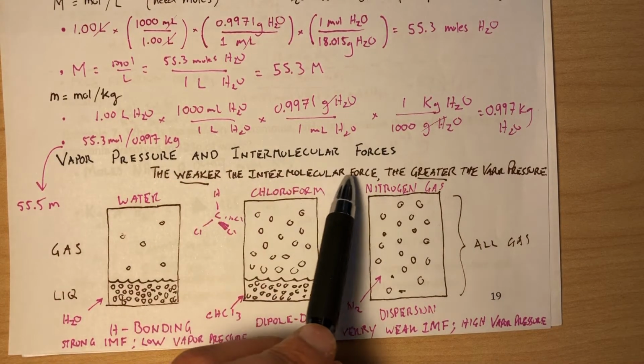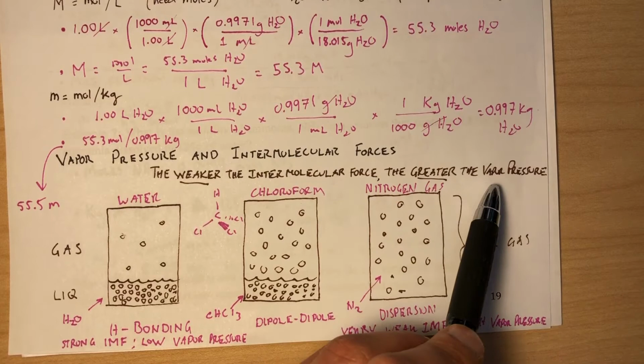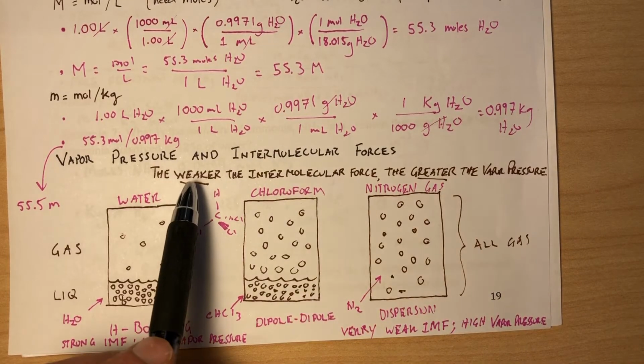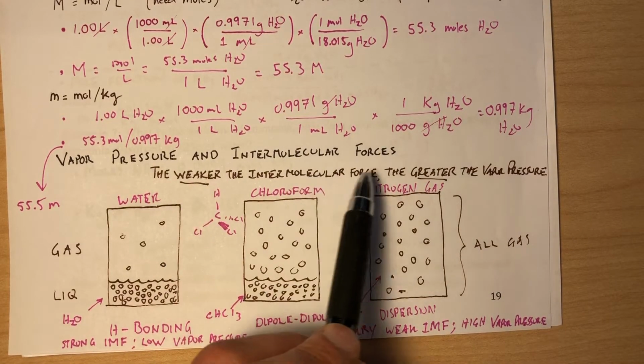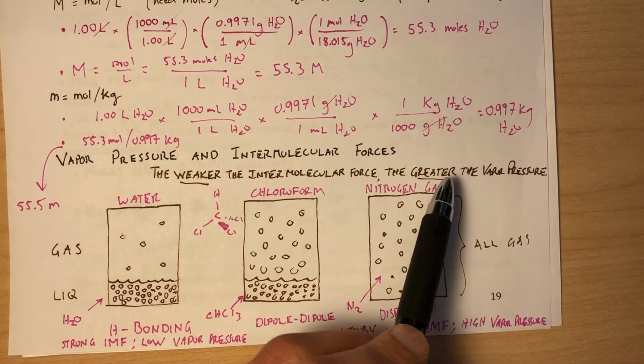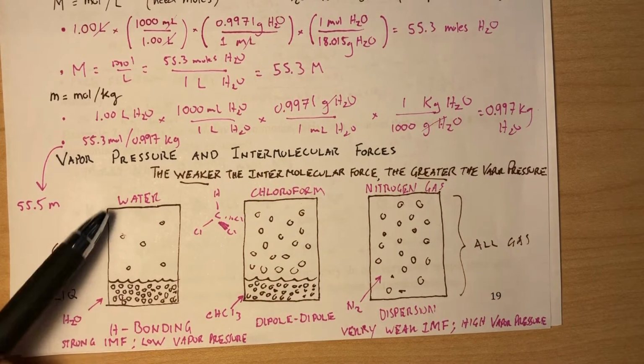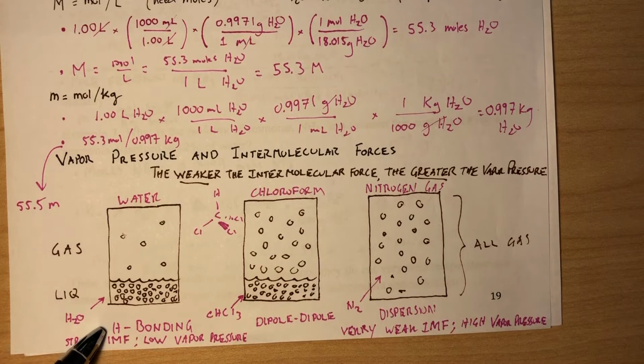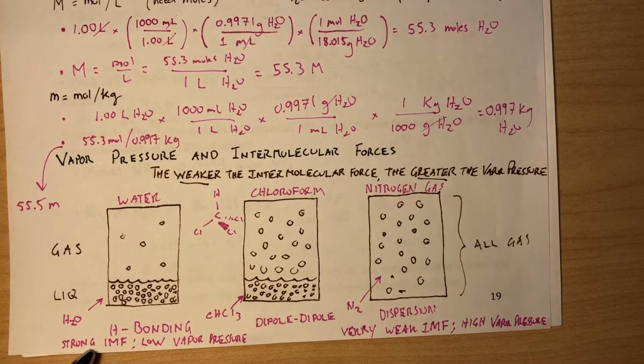The weaker the intermolecular force, the greater the vapor pressure. Again, the weaker the intermolecular force, the greater the vapor pressure. And here's why. If you take something like water, water has a dominant molecular force of hydrogen bonding, so that's a strong intermolecular force, IMF, which means it has low vapor pressure.